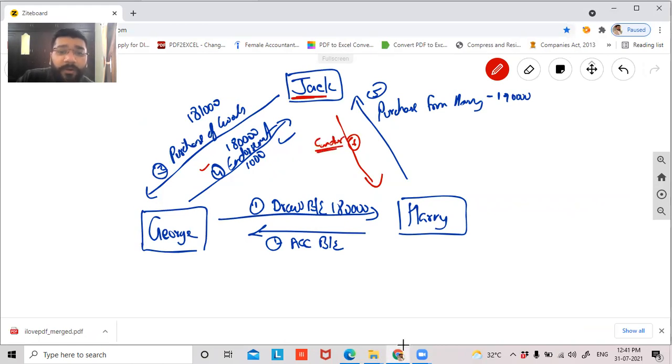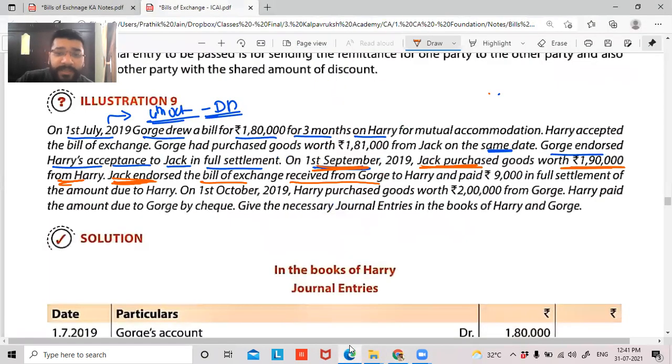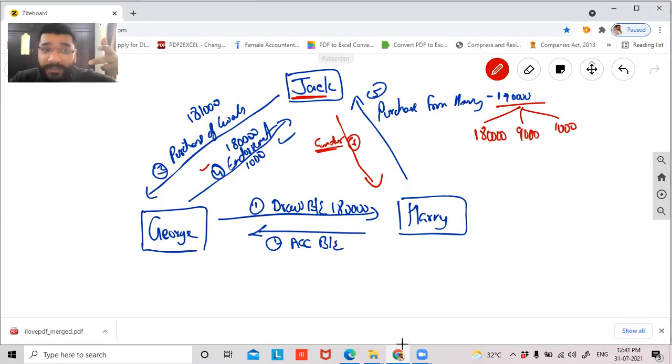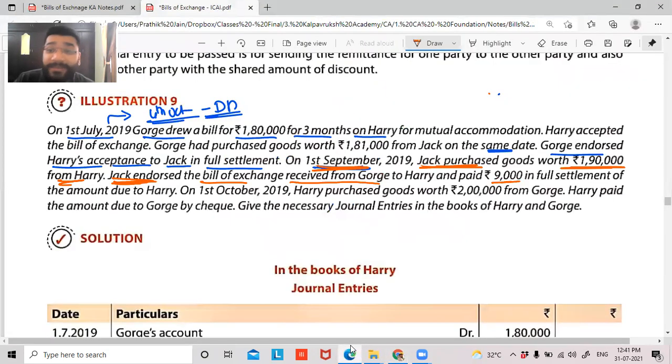The endorsed bill is worth 180. 1,90,000 is the goods that is purchased, and in that, the bill is endorsed for 180. 9,000 is being given as cash or bank, and 1,000 rupees is discount received. The question says 9,000 is paid in full settlement. From the 190 worth of goods, if you give the 180 bill, balance 10,000 is still payable. In that, only 9,000 is being paid. 1,000 is not paid, which means it is a discount received. Jack is getting a discount from Harry.